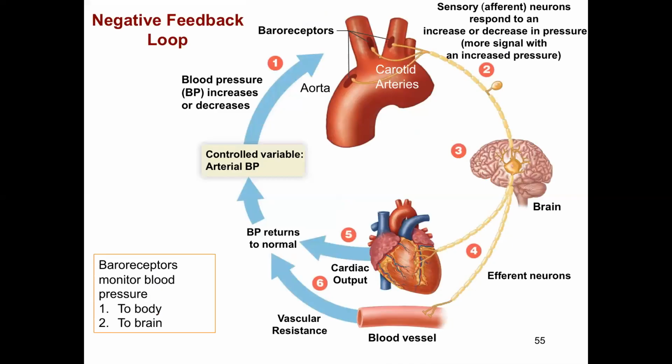And they will send information to the brain depending on what's happening. So we have these sensory neurons. They are going to respond to an increase or decrease in pressure. They send more signal with increased pressure, sends that to the brain, and then the brain is going to respond. It's going to send information to the blood vessels, and it's also going to send information to the heart, okay? And then when the blood pressure increases or decreases back to what it should be, or what's normal, and I'll come back to that thought in a sec, then you know, we've got our negative feedback.